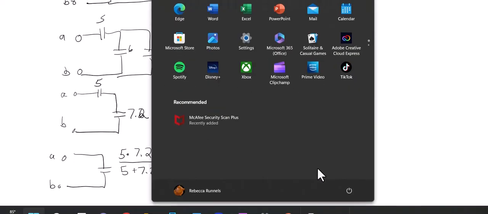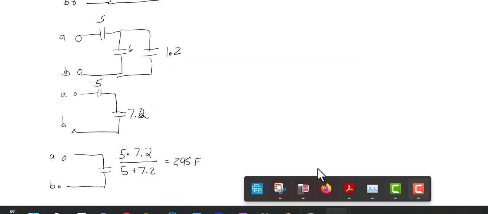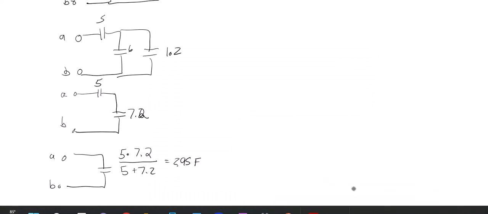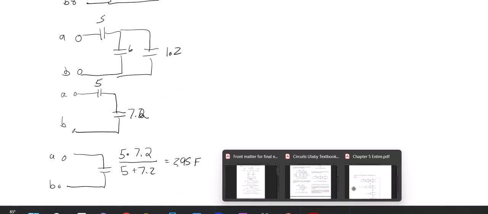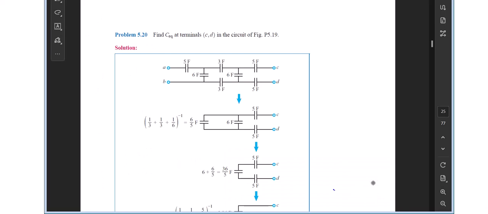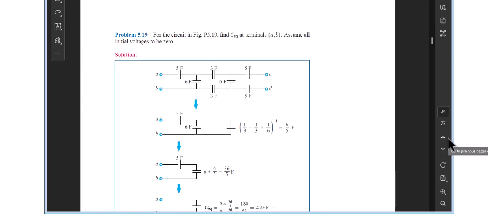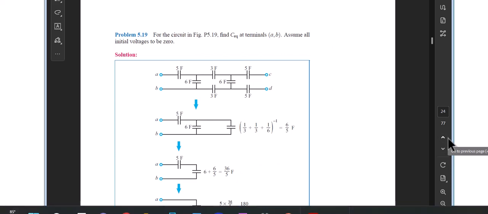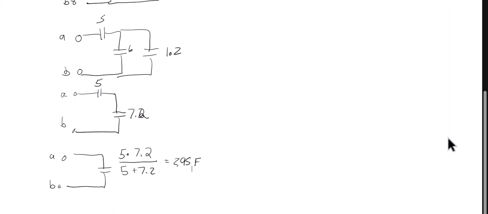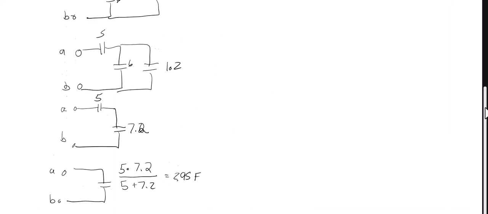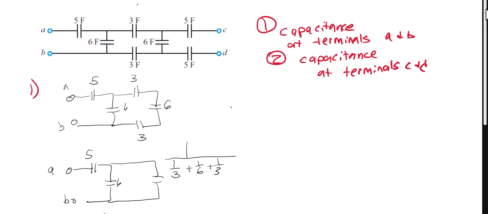Let's see if I did my calculations correctly. 2.95, yay. All right, so now let's see what it is from the point of view of C and D.